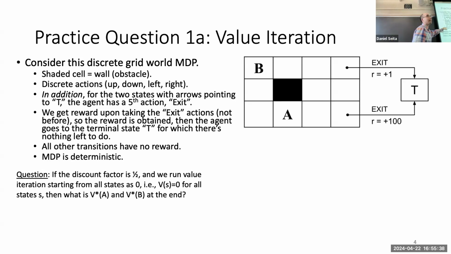The MDP is deterministic. So if the agent goes up, it goes up with 100% probability. Of course, it might be blocked, but that's not the point here. The point is whether, if it intends to go up, it will actually execute the action going up. So any questions about the setup here, like the assumptions?